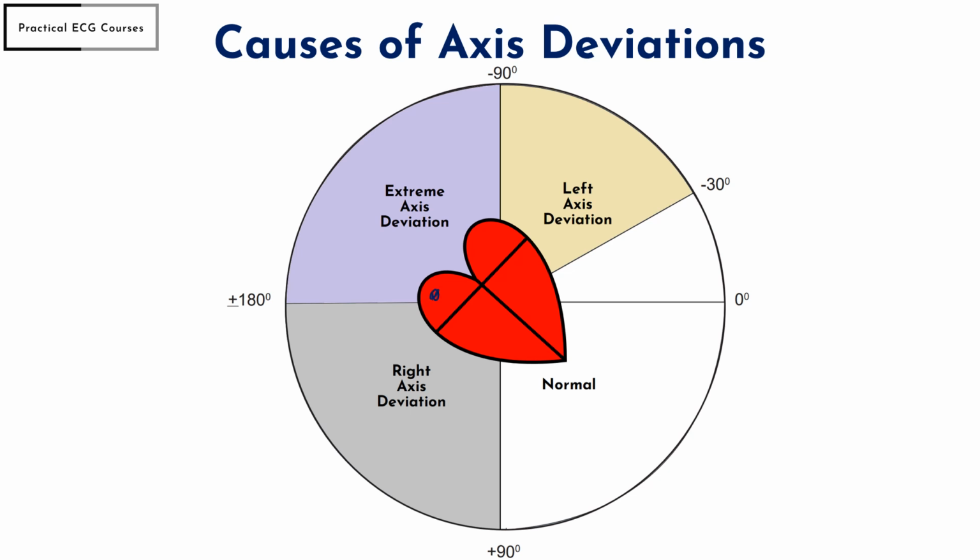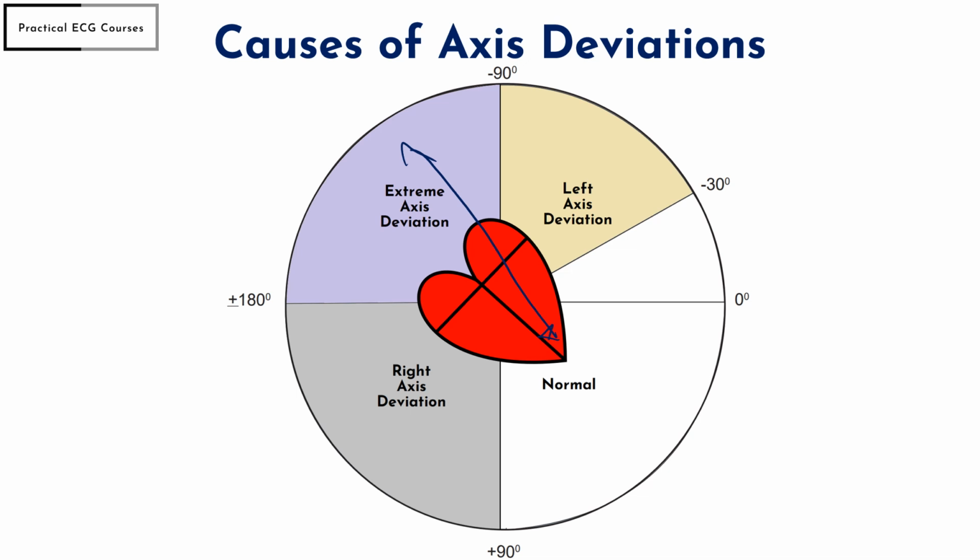Normally, you would expect a sinus impulse to cause depolarization of the heart in this manner, and therefore the mean vector will be in this direction, which is normal. Now, if you need to have an extreme axis deviation, the vector needs to go this way. How can you have that?